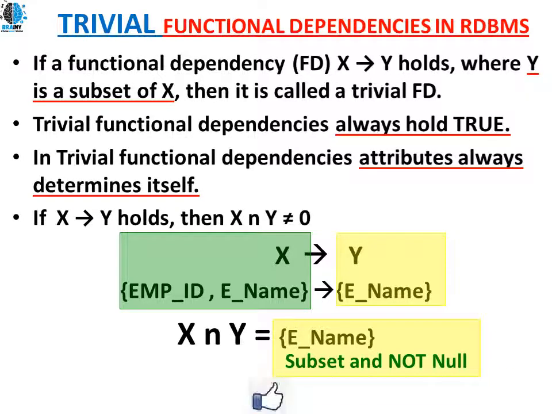So here you can see X intersection Y is not a null value. So Y is a subset of X. The intersection value we have got here is e name, which is Y. So Y is a subset of X. This means that this type of functional dependency is a trivial functional dependency.